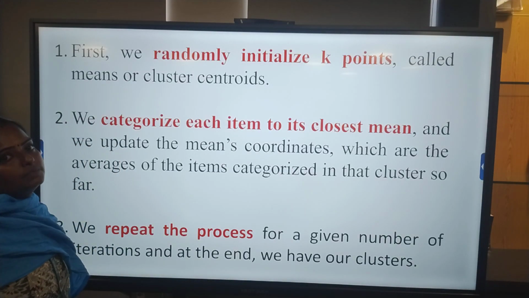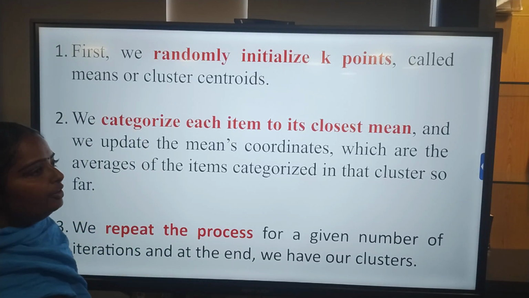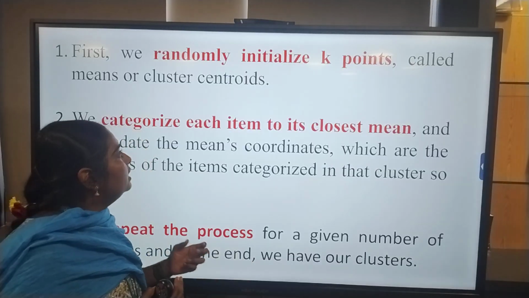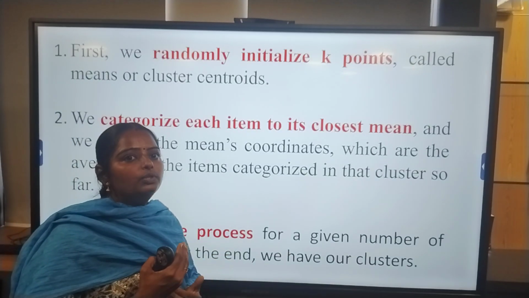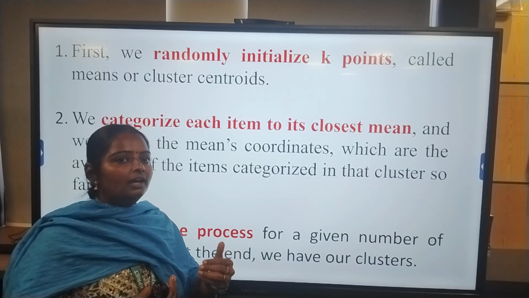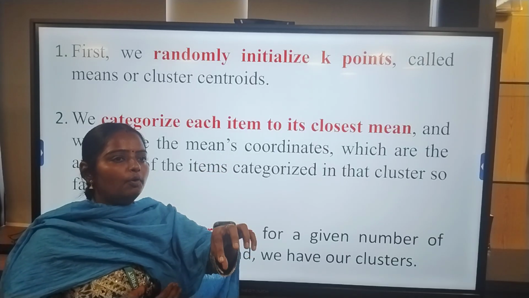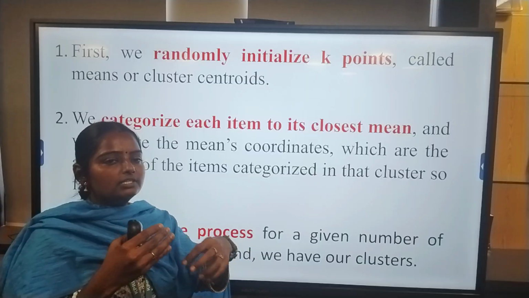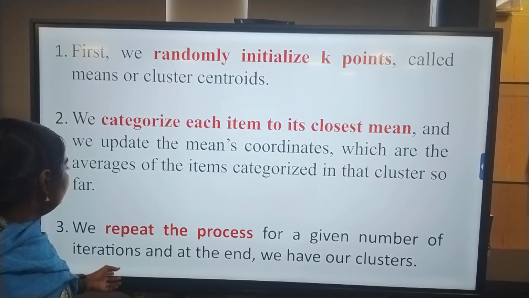So here are some steps we have to apply for the K-means algorithm. First of all, you have to randomly initialize the K points. Then you are supposed to categorize each item into the closest point, whatever you have chosen as the closest point. Now you have to calculate the distance between that point and the other points available within the data set you have considered.